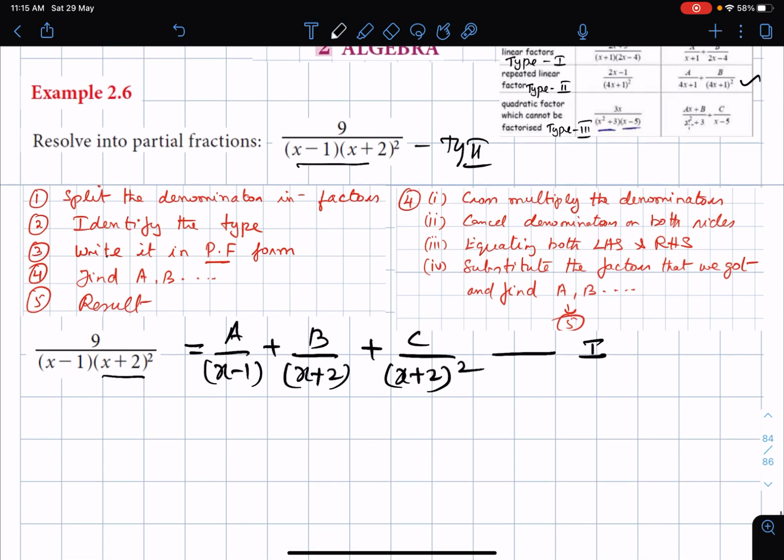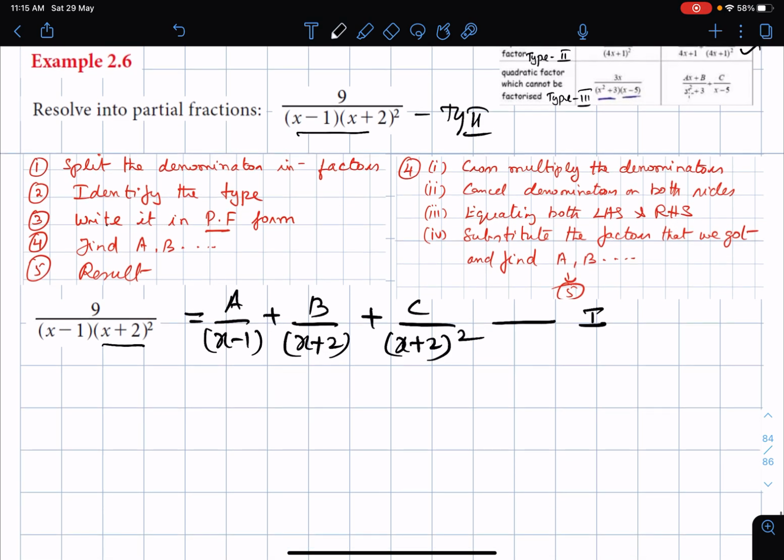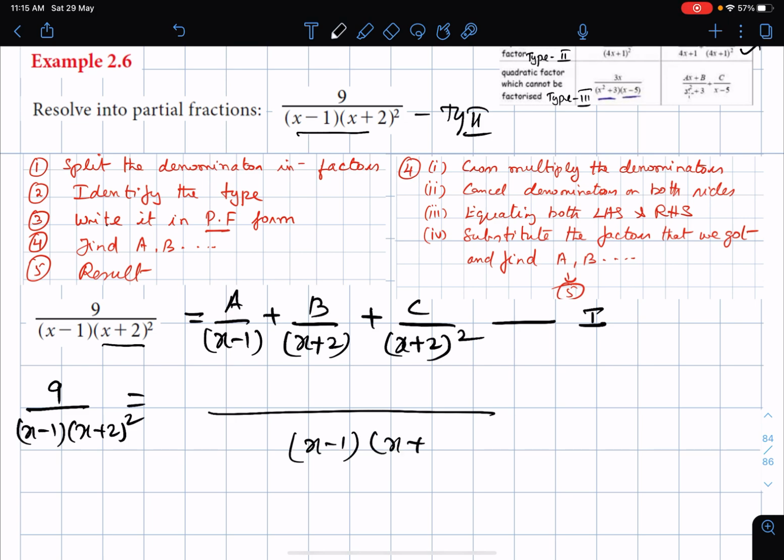Now we are going to cross multiply the denominator. Instead of that, we are going to do it as LCM. So 9 by (x minus 1) into (x plus 2) the whole square equals, here you take your LCM. When it is repeated, you write only the highest power, so (x plus 2) the whole square alone you are going to write. Now taking first a by (x minus 1) into our LCM denominator (x minus 1) into (x plus 2) the whole square, this and this get cancelled, so you will get a into (x plus 2) the whole square.